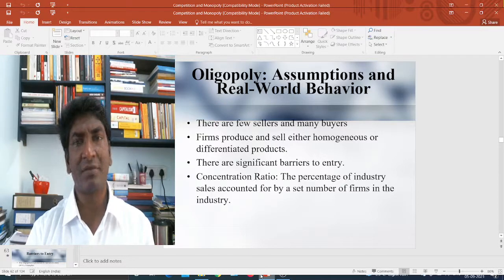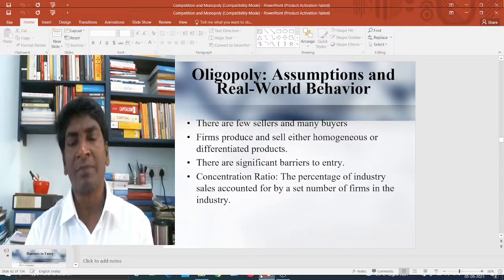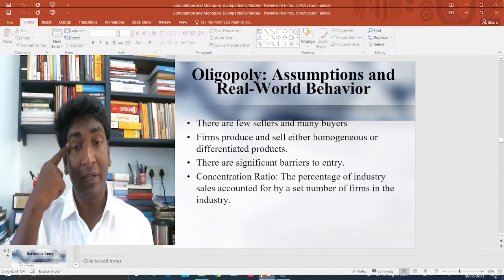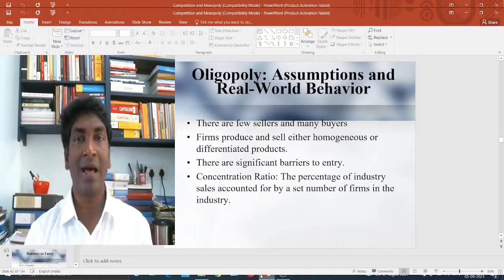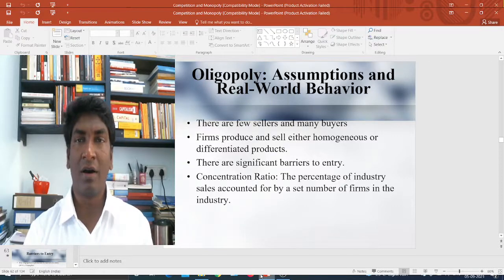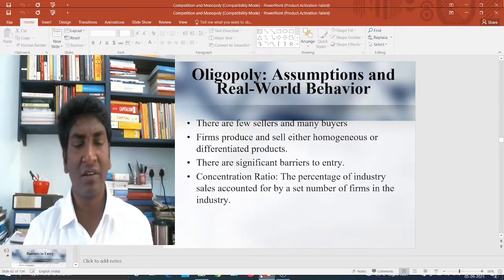And the third assumption is that there are significant barriers to entry. This is also quite interesting because the monopolistic as well as the perfect competitive environment, which normally set the standard of all analysis, talk about there being no such barrier, or free entry and exit. We don't use the words free entry and exit here, but there is no barrier per se, unlike monopoly, where there is no entry because it is completely restricted for many reasons.